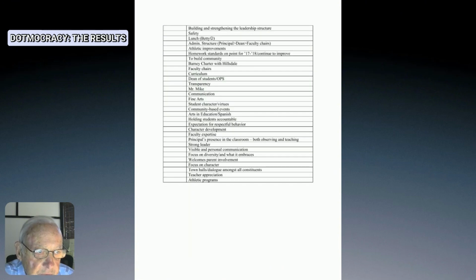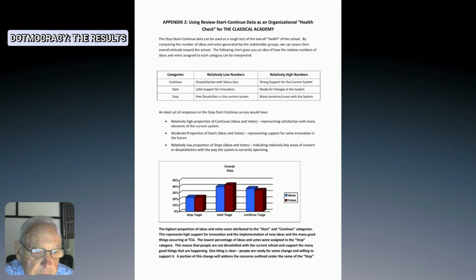As I mentioned earlier, the second document and report that's important is the health report. And here you see an example of that. It basically outlines stop, start, and continue votes and items or suggestions can be translated into graphs. And here you see a kind of an ideal set of responses. You then see the overall data and how it breaks down in terms of the percentage of stops, the percentage of starts, and the continues.